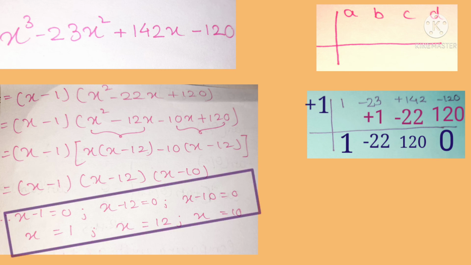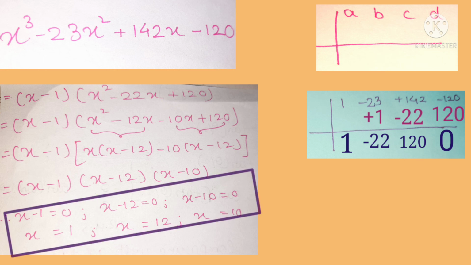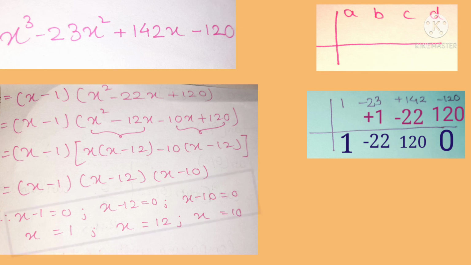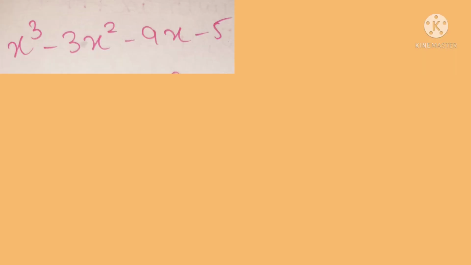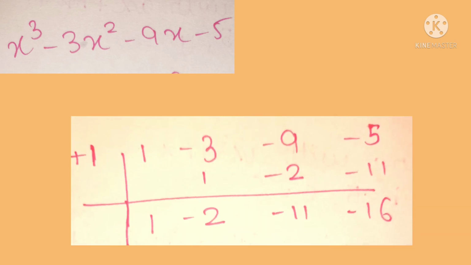3 values. It's nothing but x is equal to 1, x is equal to 10, and x is equal to 12. Now I'll take one more example in which I'll explain with the L form and the quadratic polynomial as we have done previously. The same steps should be continued. The other example is x cube minus 3x square minus 9x minus 5. Okay, the first step is we need to write it in the L form, and we need to write all the coefficients present. That is 1, minus 3, minus 9, minus 5.